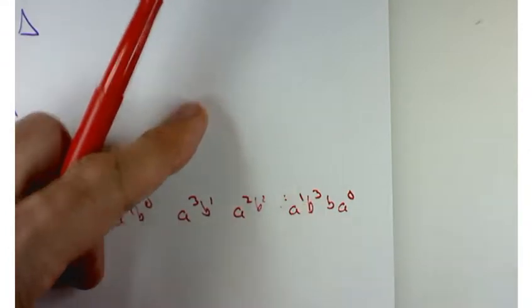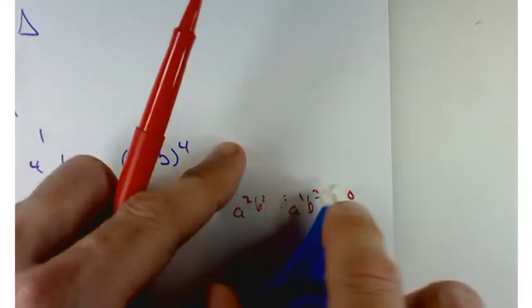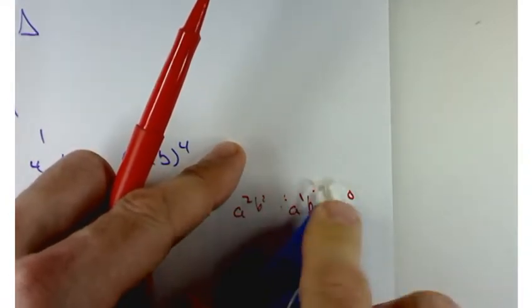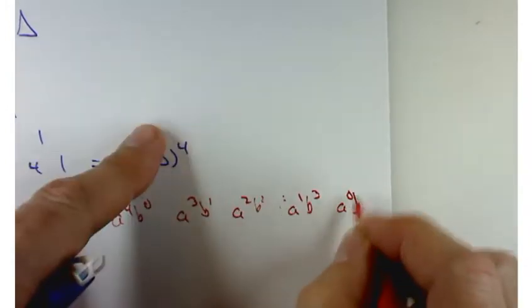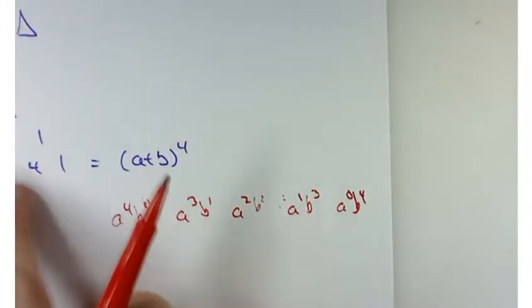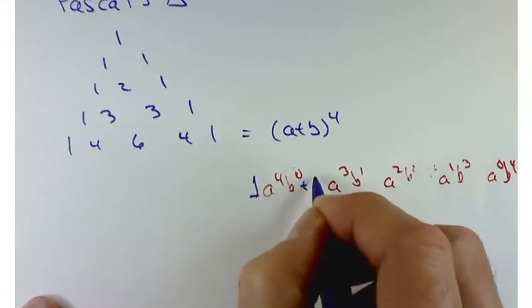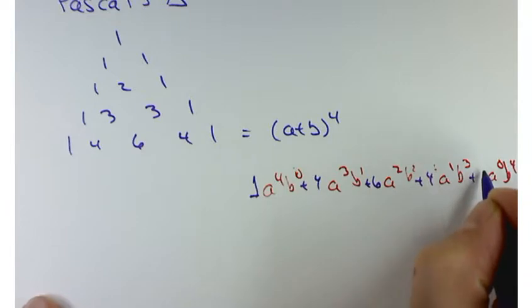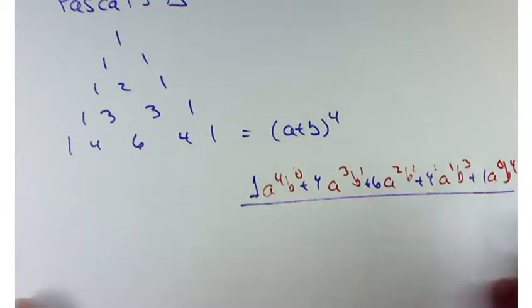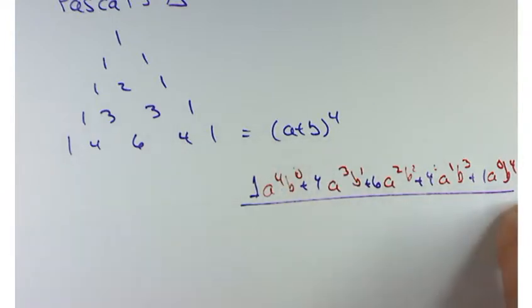B to the 0, b to the 1st, b to the 2nd, b to the 3rd, and then b to the 4th. Now, these numbers here are the coefficients of that polynomial. So this is going to be a 1 here, plus a 4 here, plus a 6 here, plus a 4 here, plus a 1 here. So whenever we have something in this form and we expand it, it's going to follow along with that pattern.